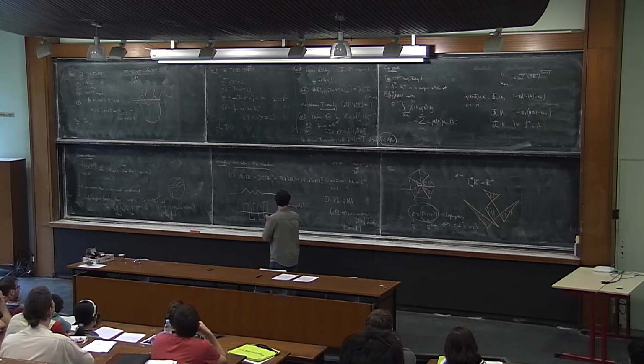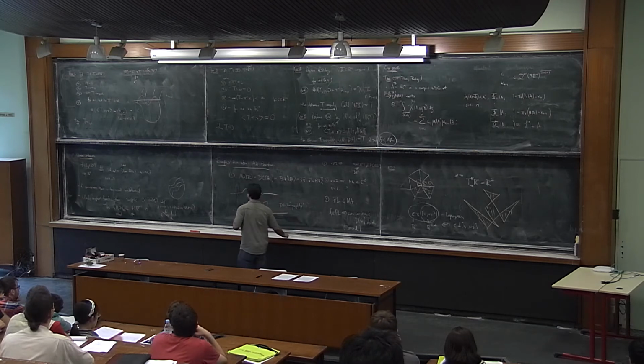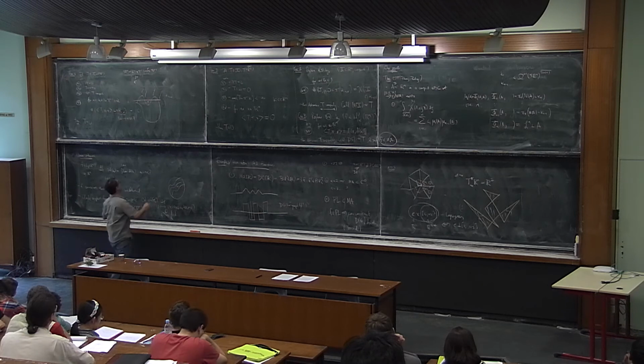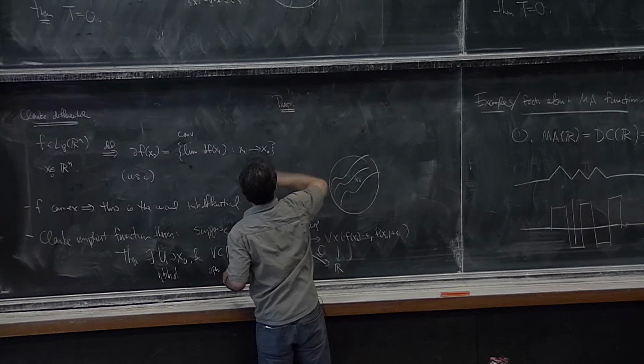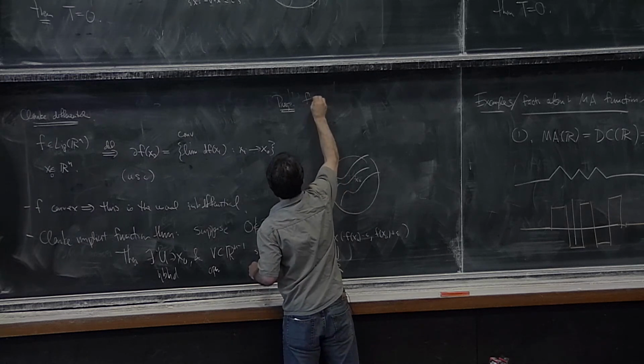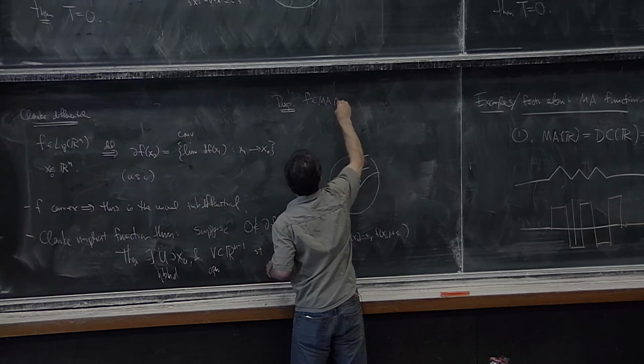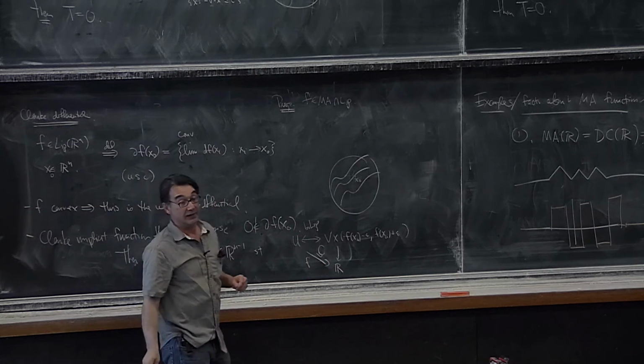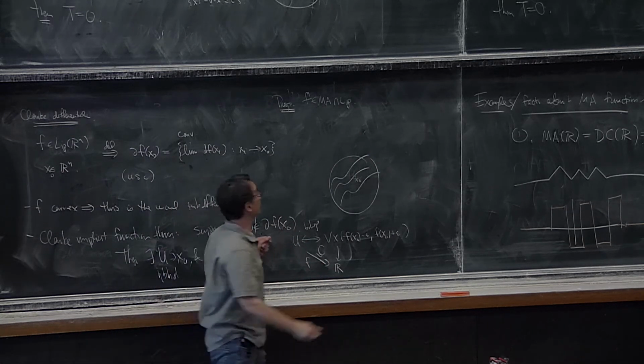So let me state one more thing while I'm at it. Here's a companion to Corollary A. Here's a proposition. Suppose I've got an MA function, and suppose it's Lipschitz. In fact, a DC function, or locally Lipschitz, say.